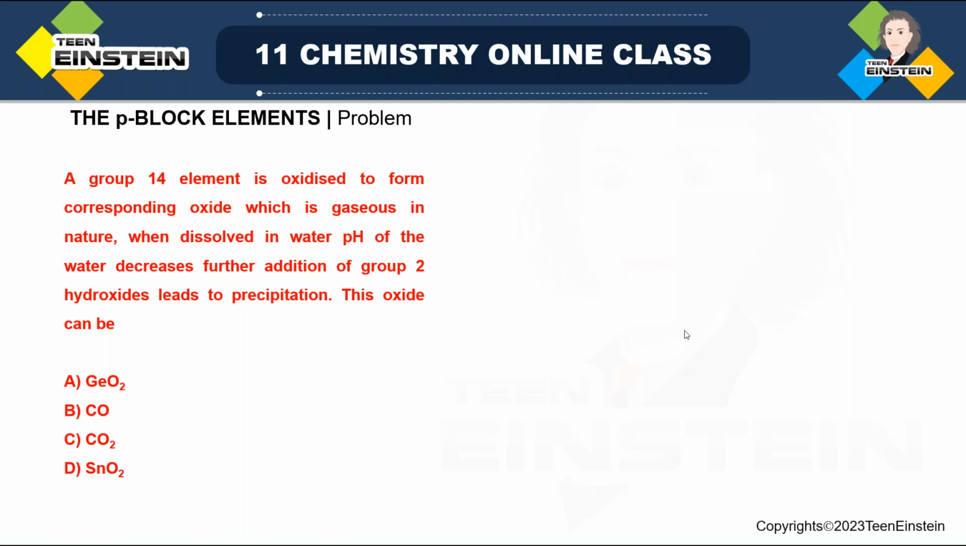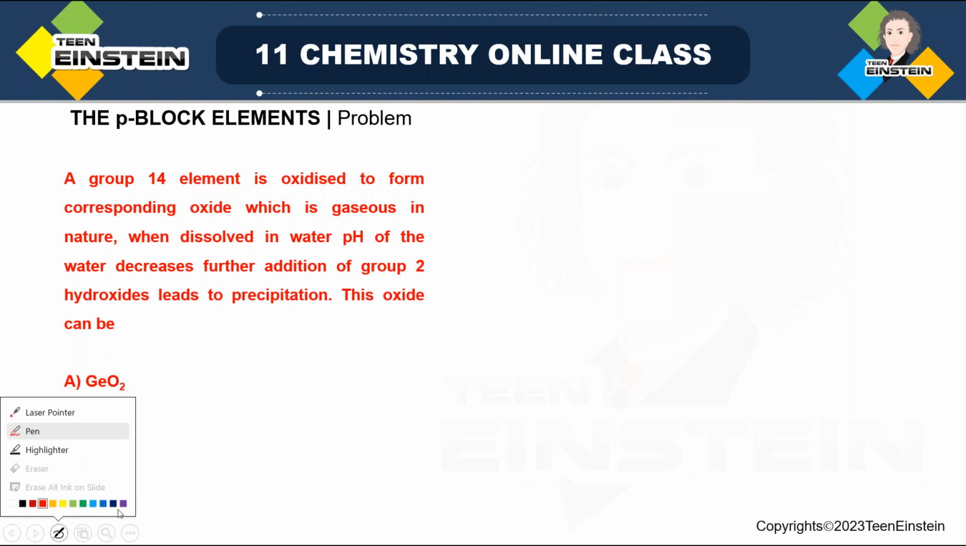Hello everyone, we'll start with the problem. Last day we ended with oxides of group 14 elements. Based on this, we'll discuss this problem, and after that we'll discuss halides of group 14 elements and the different allotropic forms of group 14 elements. Okay.